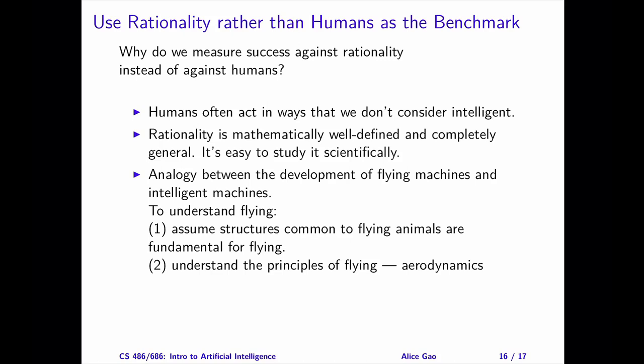This analogy mimics our discussion regarding humans versus rationality. Mimicking human behavior is like developing flying machines by mimicking birds with wings. On the other hand, modeling rational behavior is like understanding the principles behind flying and using that to create the modern aircraft.